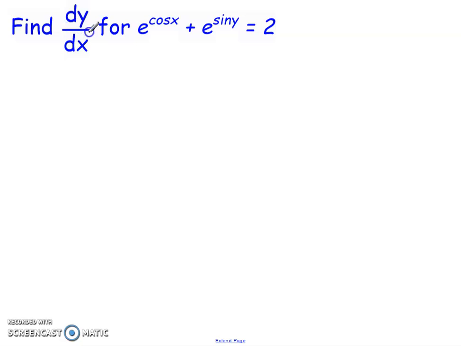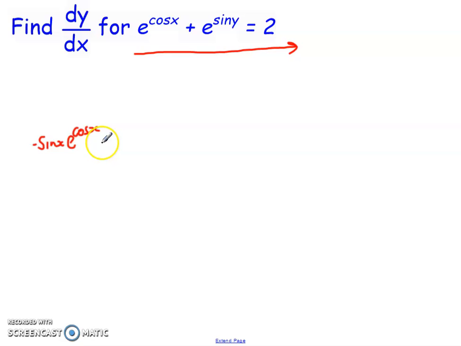So the first one, find dy by dx for e to the cos x plus e to the sin y equals 2. So for this sort of question, again, remember what we do. Take the derivative of every single term going along, then rearrange it until we get dy by dx equals. So we start left, we work right. So e to the cos x, the derivative of e to the cos x is minus sin x e to the cos x.